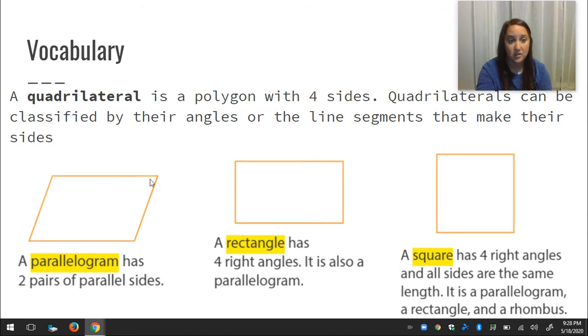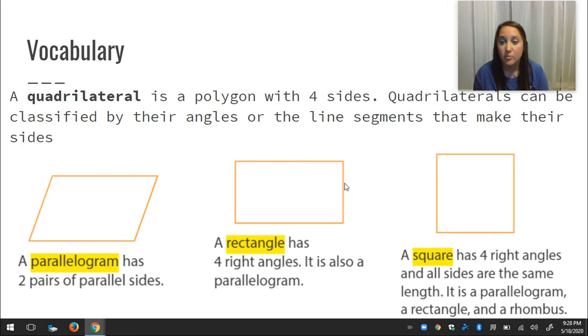The first one is a parallelogram, and a parallelogram has two pairs of parallel sides. You'll notice here that the top and the bottom are parallel, and then the left side is parallel to the right side. So that would be two pairs of parallel sides. The middle shape is a rectangle, and rectangles have four right angles, and those angles all measure 90 degrees. A rectangle is also a parallelogram because the definition of a parallelogram is that it has two pairs of parallel sides. In a rectangle, the top and the bottom are parallel, and the left and the right are parallel. So that makes it a parallelogram.